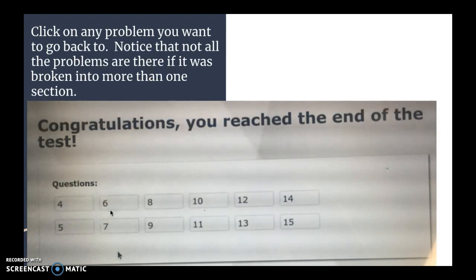Here's your final screen. Notice that not all the questions are available because it was broken into multiple segments, but everything in the last segment is available. Any question that you want to go back on, you just click on it and it will take you to that question. Once you're done with your test, you're going to push submit at the bottom and yes, and then log out.